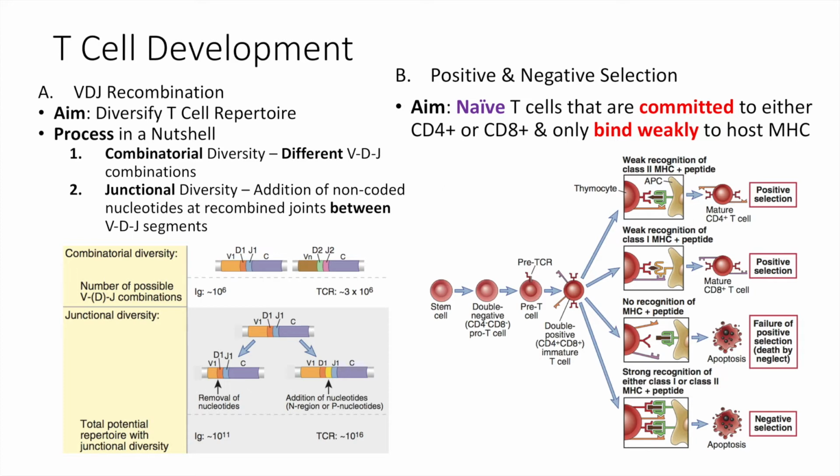Okay. Then on the other hand, if it does not bind to any MHC antigen complex, then the cell will die. And at the same time, if it reacts too strongly to a self-antigen presented on MHC, for either class 1 or class 2, it will also die. And this is called negative selection.